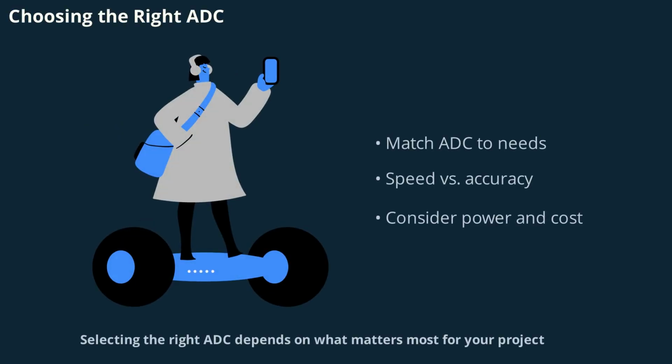Selecting the right ADC depends on what matters most for your project. Need speed? Flash or pipeline ADCs might be best. Looking for accuracy? Sigma Delta or integrating ADCs are your friends. For most general uses, SAR ADCs offer a great balance. Always consider your application's needs before picking an ADC type.